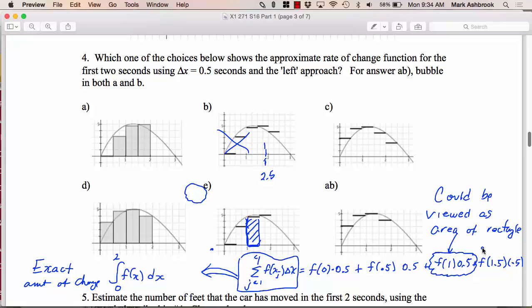That view of things, an area of rectangles view of things, leads us to what? Choice A or choice D? You see what it would be? A or D?